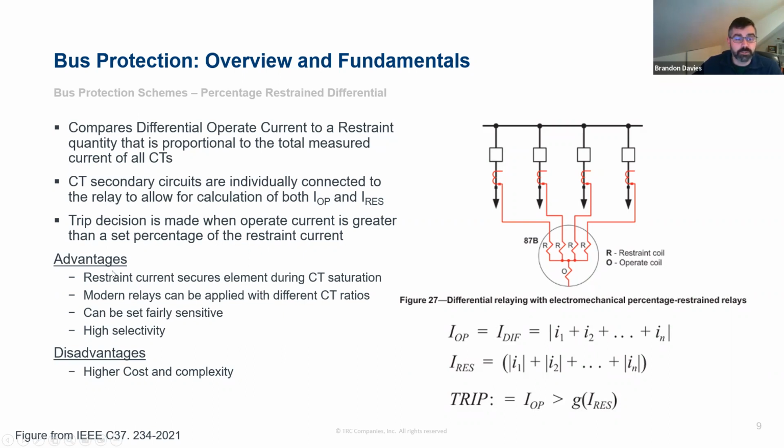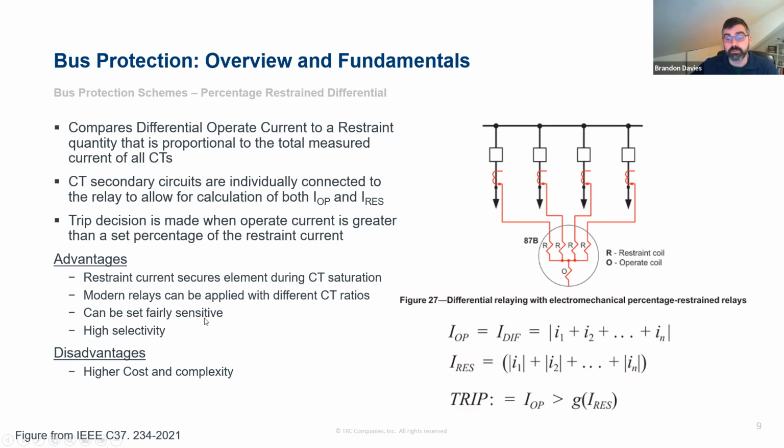So there's a few advantages of this scheme. The main one is that restraint current secures the element during CT saturation, which is what I've just been talking about. Modern relays, so microprocessor-based relays where you're wiring each of these CTs into a separate input, can handle CTs with different accuracy classes, different CT ratios, even different connection types in some cases. That can be an advantage if you're retrofitting a station and it's got a mix of CTs from different vintages. You can account for that with modern relays.